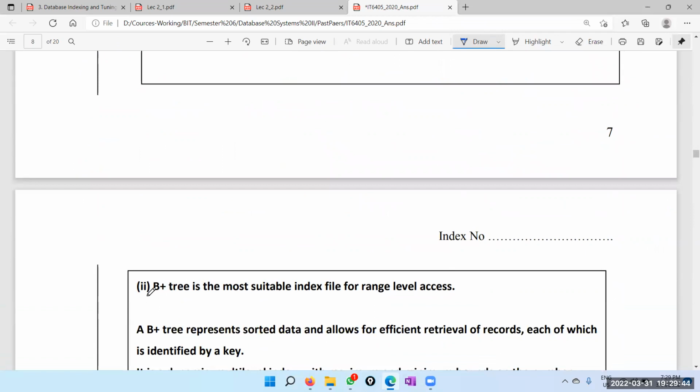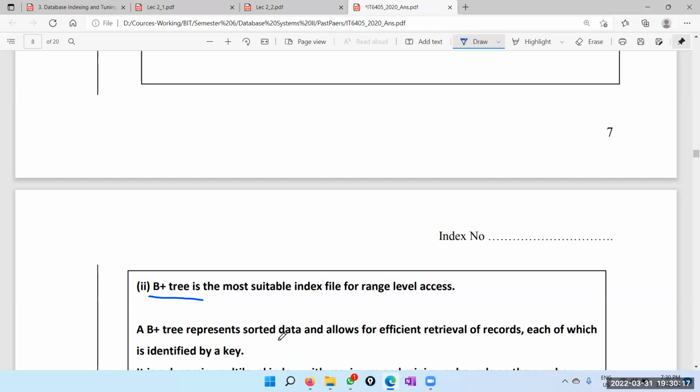So the examiner is also saying B+ tree. But the examiner is sort of hiding the other part of the answer. He is not saying whether we should go for clustering or primary or secondary. So now you can see that the examiner is keeping that option open. With B+ tree, only the physical thing has been mentioned by the examiner. He's silent on the logical concept.